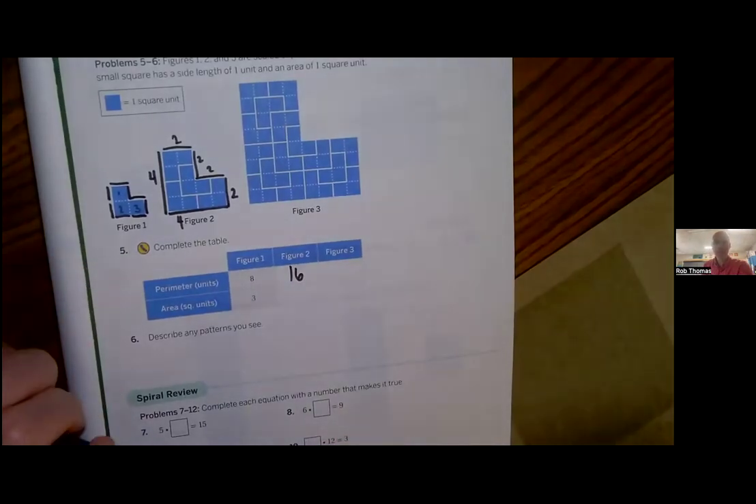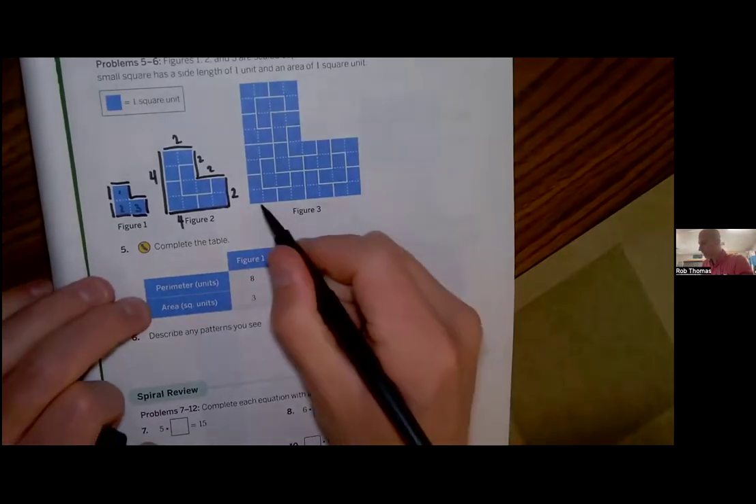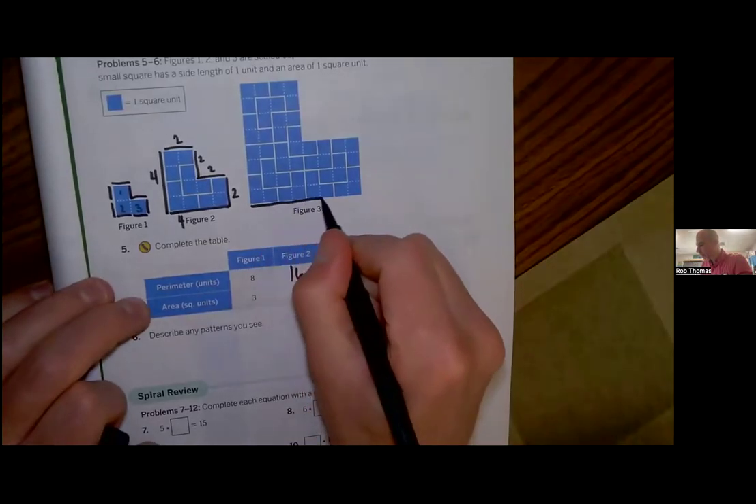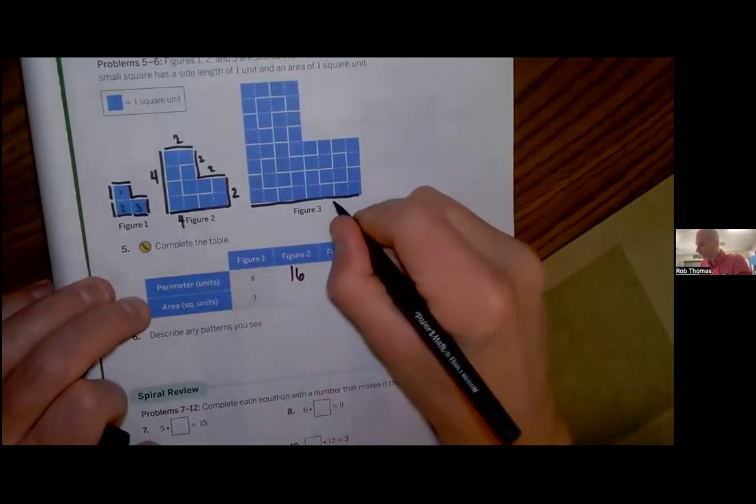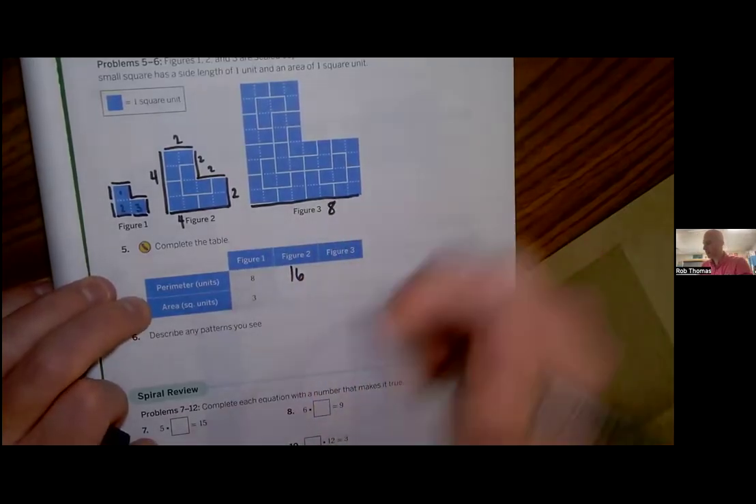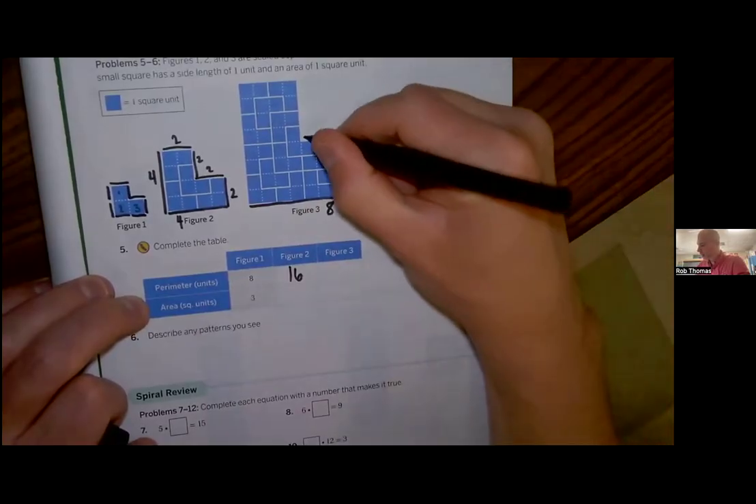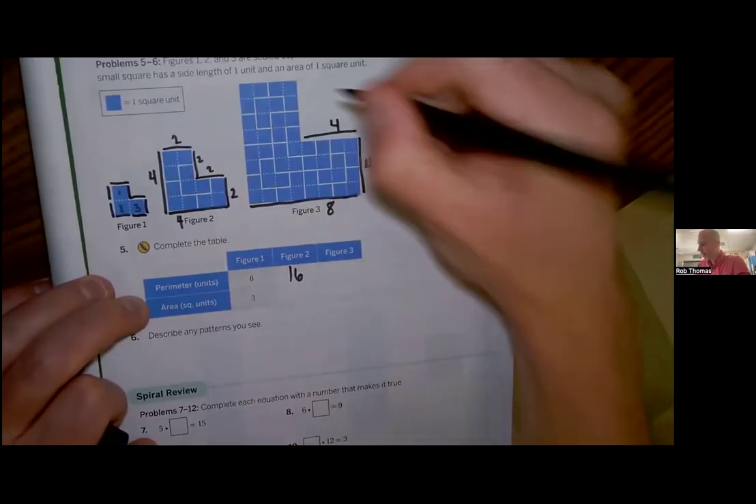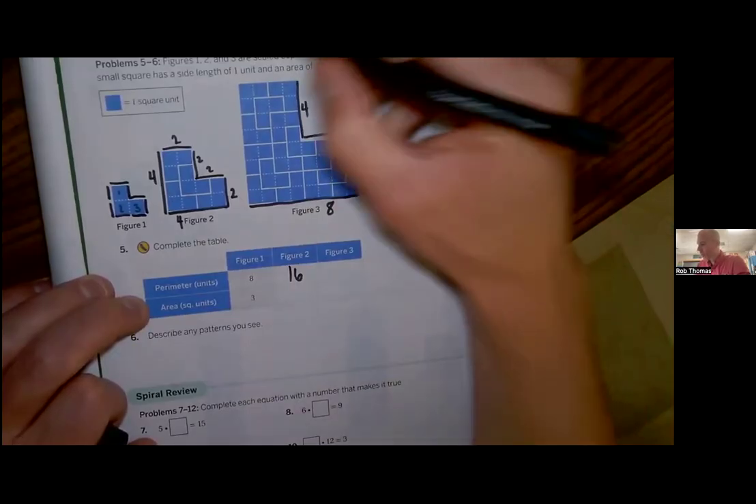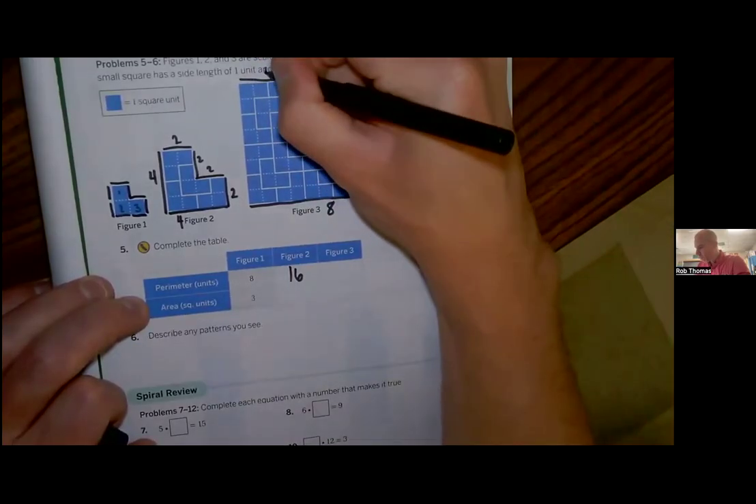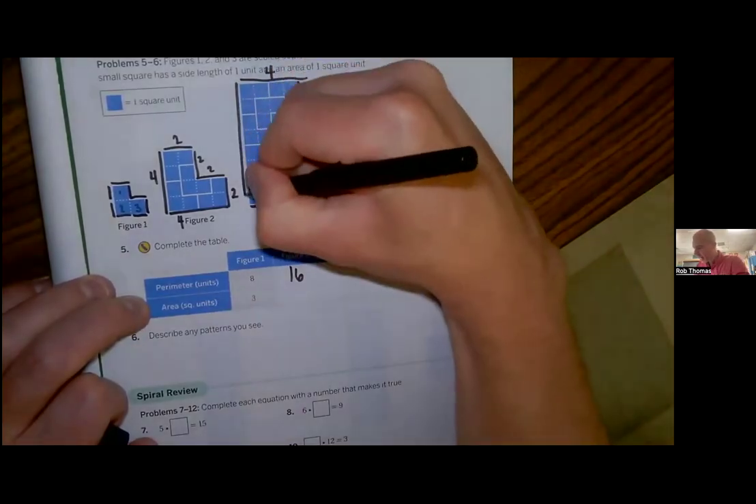Rather than doing the area of figure two right now, I'm going to go and do the perimeter of figure three real quick. Across the bottom here, if you count it, is 8 squares or 8 units. 4 right here, 4 right here, 4, 4, and it is 8 tall.